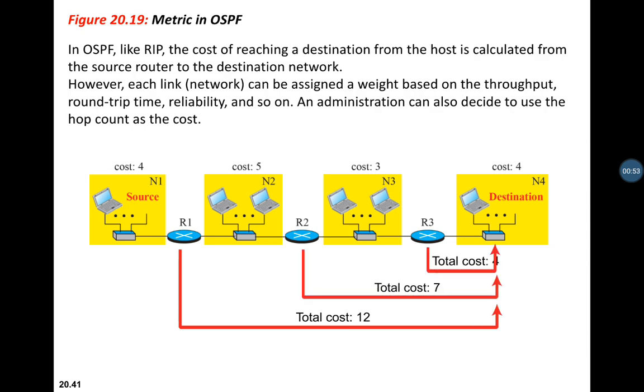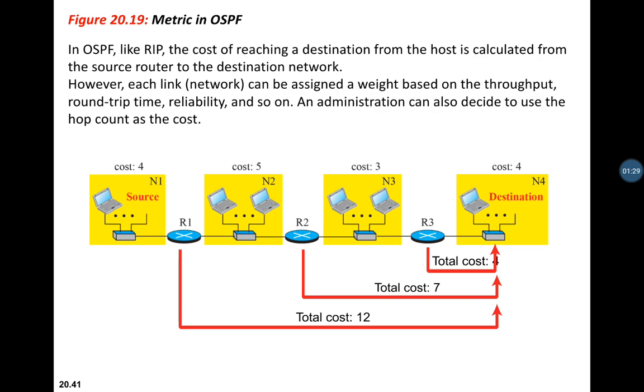In Open Shortest Path First, the cost of reaching a destination from a source is calculated from the source router to the destination network. However, each network can be assigned a different weight based on throughput, reliability, round trip time, and so on. The administration can also decide to use the hop count as the cost. Here you can see the total cost is mentioned.